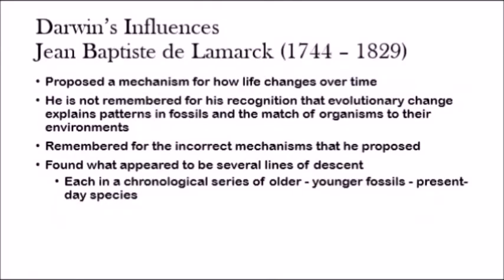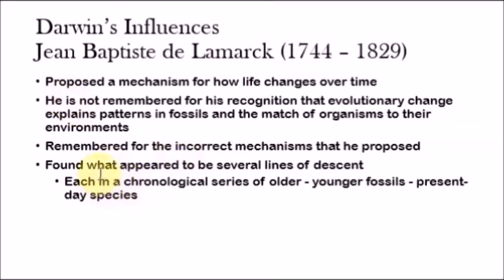Then the last person, probably one of the most important scientists that influenced Darwin, was Lamarck. Now, Lamarck was the first person to propose a mechanism for how life changes over time. So you can think of him as the first scientist to come up with an idea of how evolution actually works. He was completely wrong on how evolution actually works, but he's still important because he was the first scientist to say, hey, I don't believe in all these things that other scientists have said about evolution. I think that evolution actually exists.